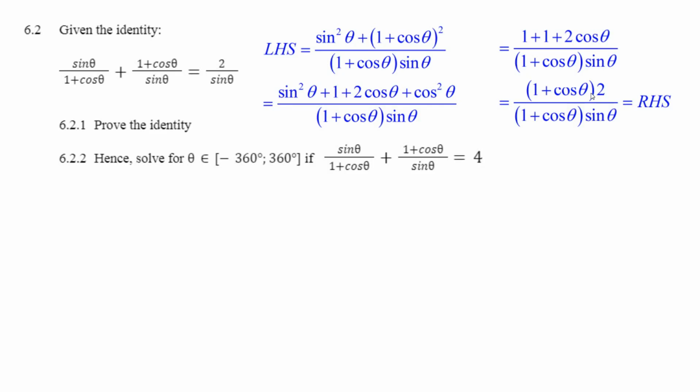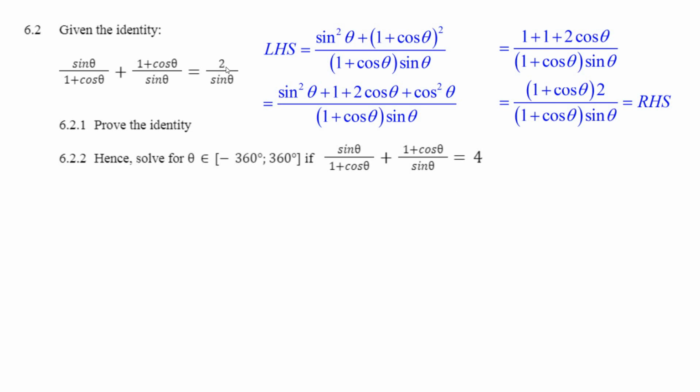And what do we have inside the bracket? 2 times 1 gives me those two, 2 times cos theta. Hey, we've got 1 plus cos theta. And that's real good because 1 plus cos theta divided by 1 plus cos is 1. That cancels. And I'm left with what I'm trying to figure out, 2 over sine theta, which is the right-hand side.